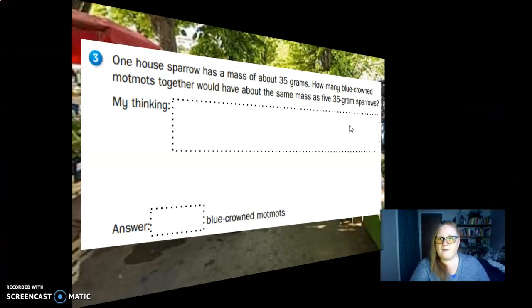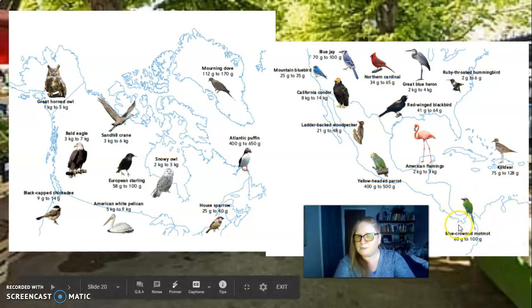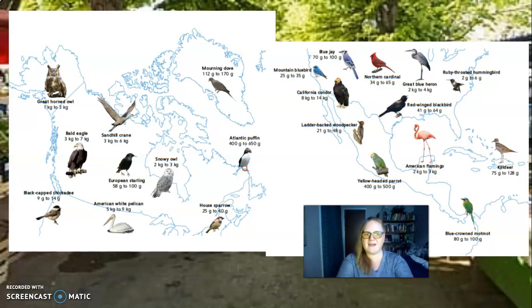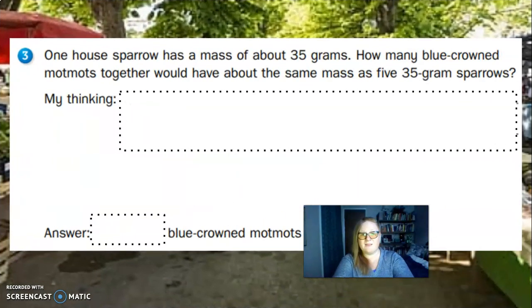Then you have to go to this slide over here and find the motmots, wherever they are. Where are the motmots? Why am I not seeing them? Oh, because I'm under them. Blue-crowned motmot over here. How many of these do you need in order to equal what you had just put? So now you're going to have to do some addition or multiplication. You could do 100 plus 100 plus 100, or 100 times 3. It really depends on what your answer is for this question.